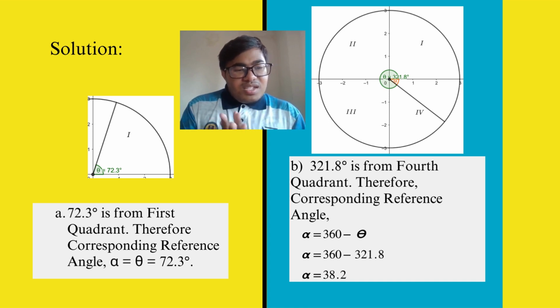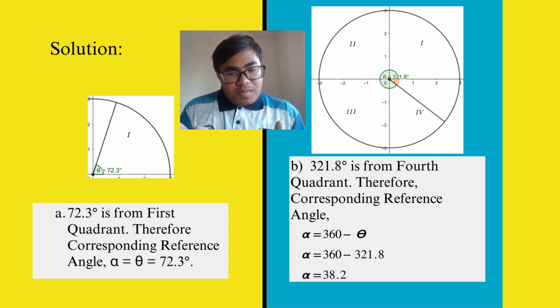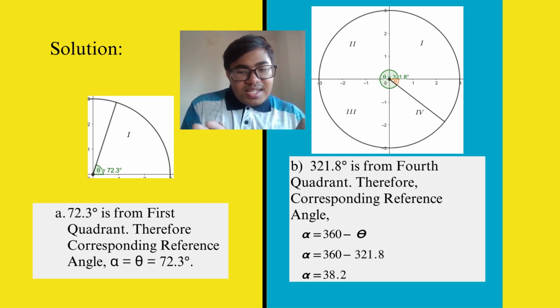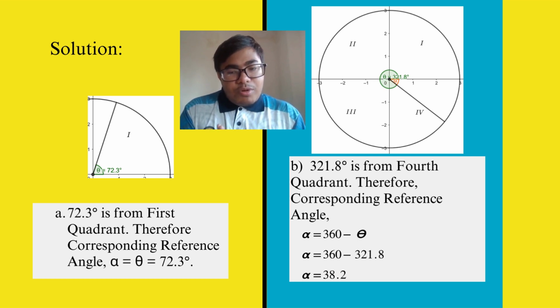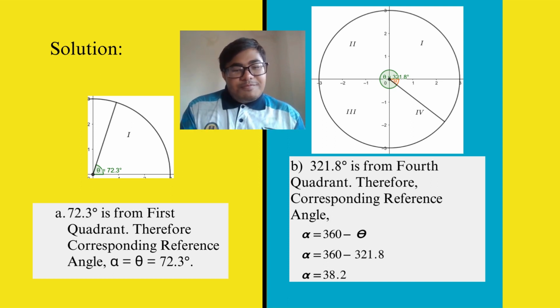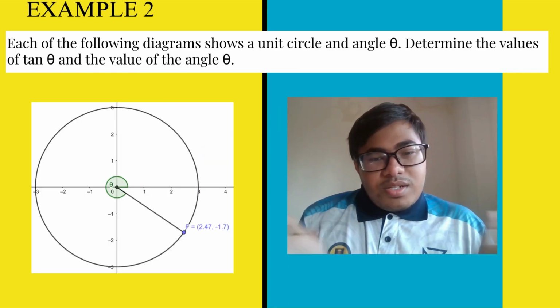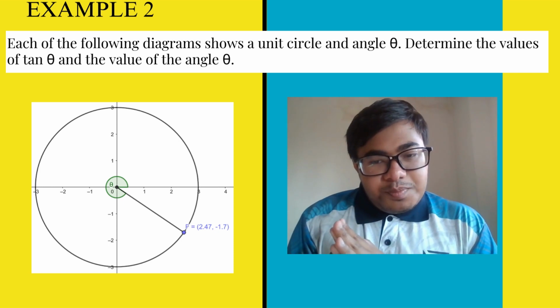Therefore, the reference angle alpha is 360 minus the theta given. So 360 minus 321.8, we get 38.2 degrees. Understand? Easy. Okay, so let's see example 2.